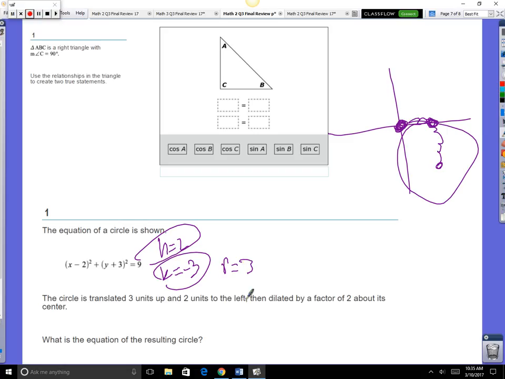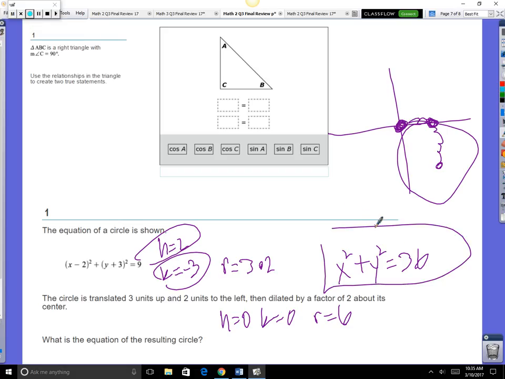Then you're going to dilate by a factor of 2, so its radius is 3. So the new radius, I'm going to double it. If you dilate by a factor of 2, you're going to double it. So your new radius is going to be 6. So my h is 0, my k is 0, and my radius is 6. So that's going to be x squared plus y squared equals 36. This is the equation that is translated 3 units up, 2 units left from that one, and then blown up by a factor of 2.